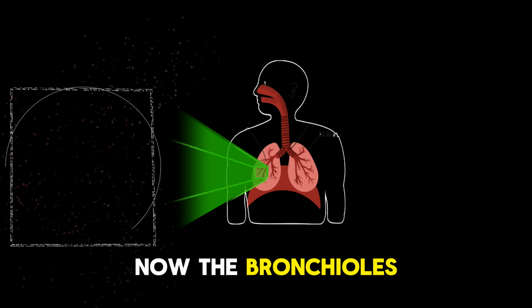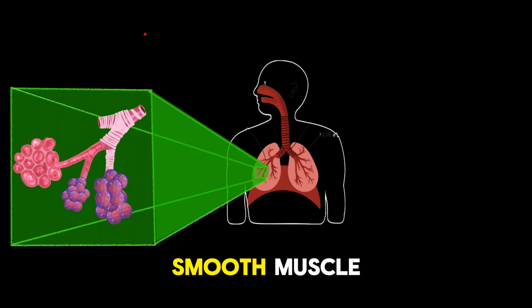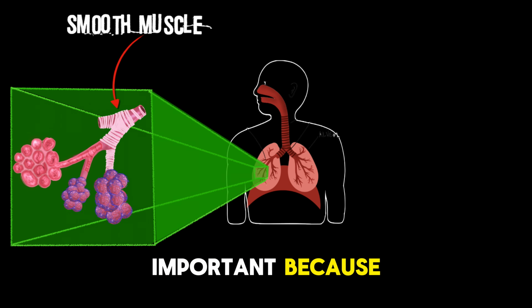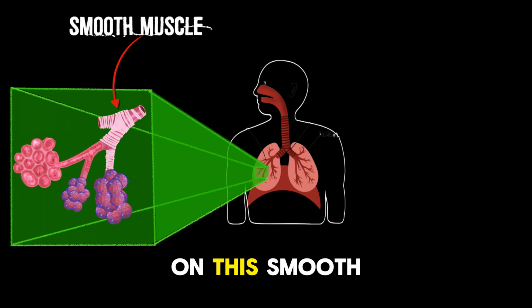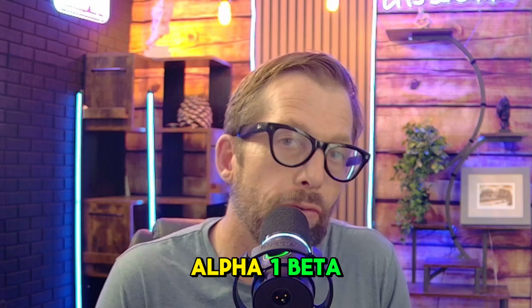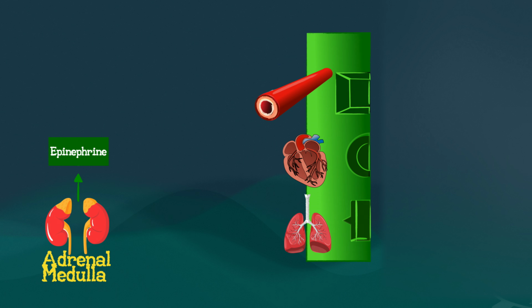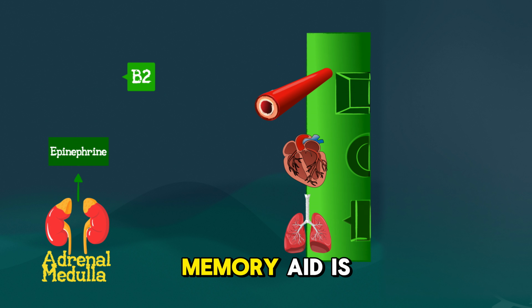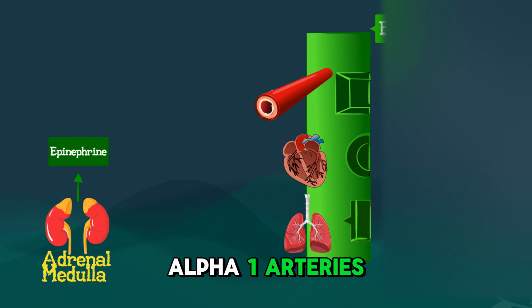Now, the bronchioles are surrounded by smooth muscle, and this is important because a lot of our treatments work on this smooth muscle. This smooth muscle responds to the sympathetic nervous system. You remember the alpha 1, beta 1, beta 2? Alpha 1 receptors are found on the arteries. As a matter of fact, a good memory aid is alpha 1 arteries.